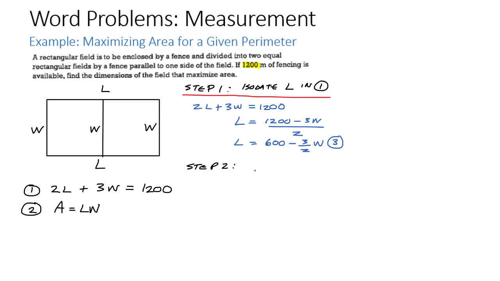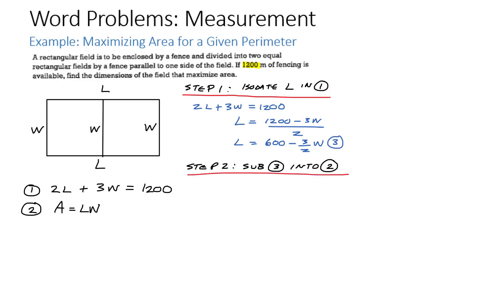All right, step two. Well, this is the part where we want to put this into the area equation. Remember, we want to use substitution here. So what I'm going to do is substitute equation 3, and that's why I'm numbering these. It's a lot easier to refer to them by number instead of stating each equation, into equation 2 over here, our area one.